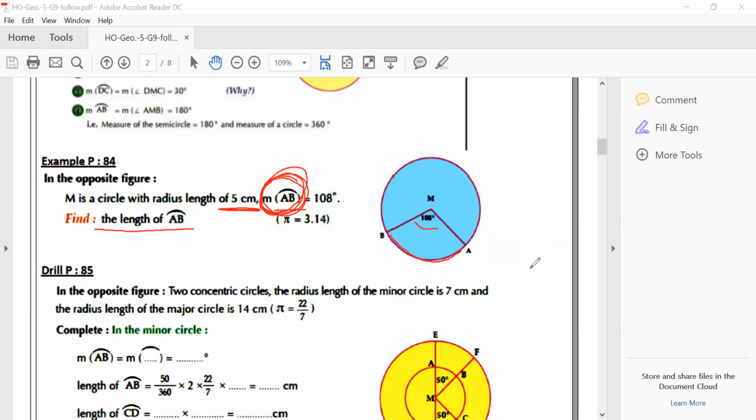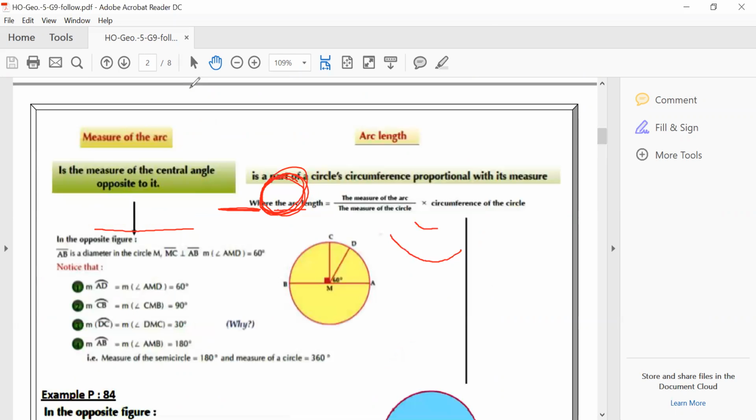I think, Miss, it is 2πr divided by the measure of the circle. We have just said a rule here. We have just said the rule up. Okay? The length of the arc is what?